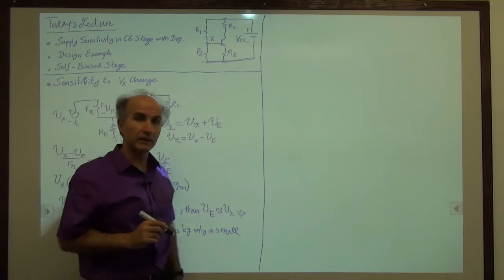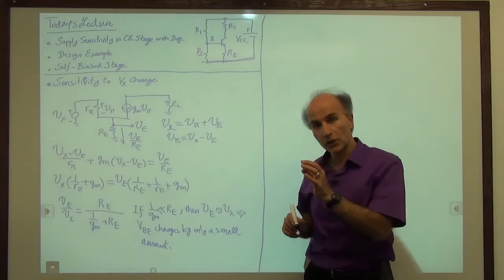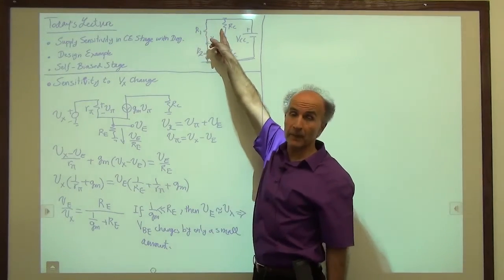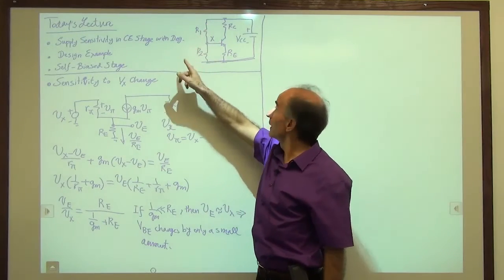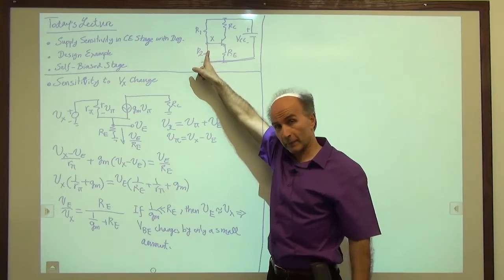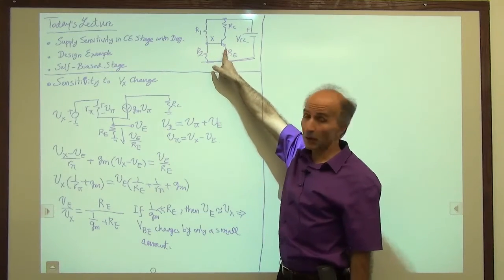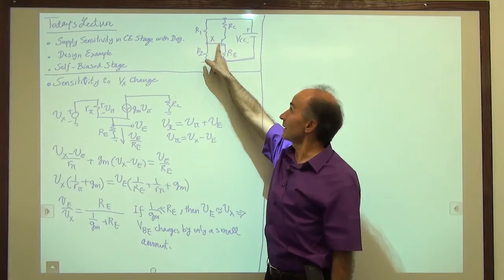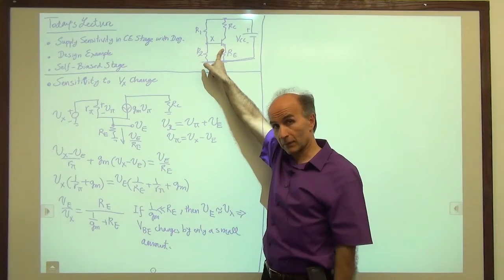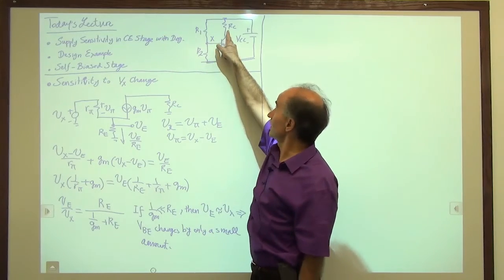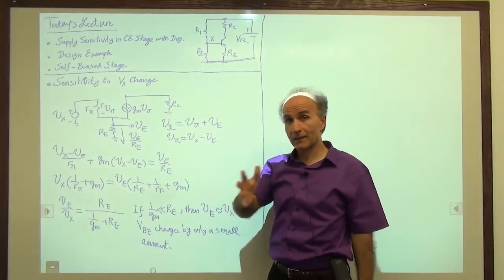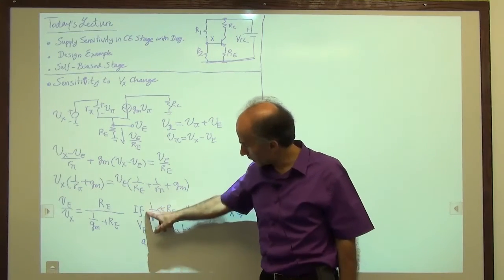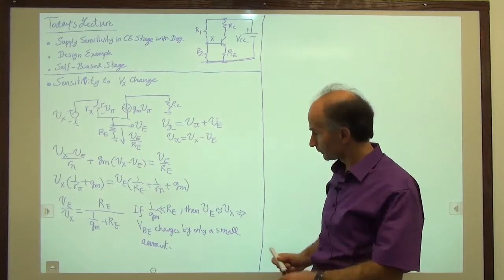Okay, so that's the key idea behind how degeneration helps with reducing supply sensitivity. If the supply goes up by 5%, Vx goes up by 5%, for example, 40 millivolts. Then this point also goes up by something, maybe 30 millivolts, maybe 40 millivolts, which means the base emitter voltage does not go up by 40 millivolts. And that means that this collector current does not change as much as it did last time. And that's the idea. Okay, so we can write this in a slightly different form.